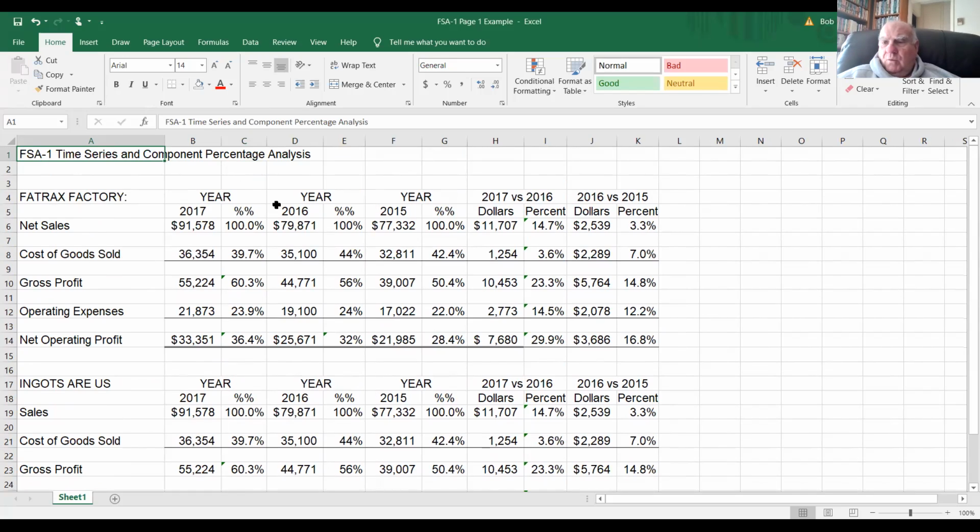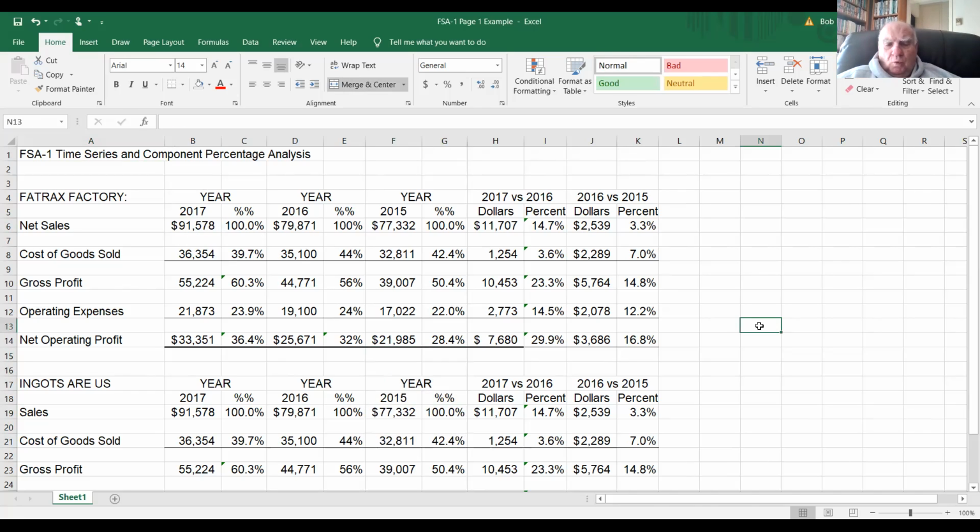Let's start with the component percentages, okay? Now, I just made these numbers up. Fat Racks Factory, a big building back where I grew up in Newark. Where do we get these numbers? Well, let's look. You're going to do what I just did.